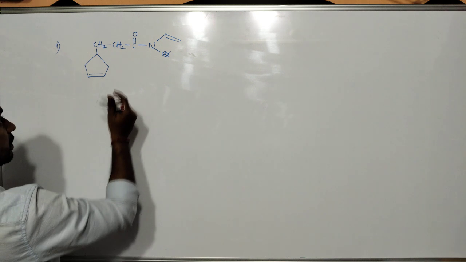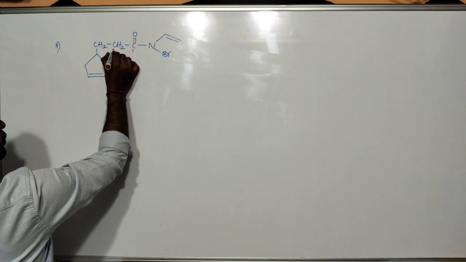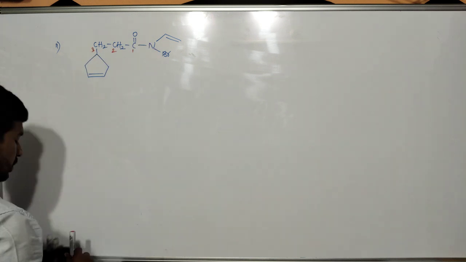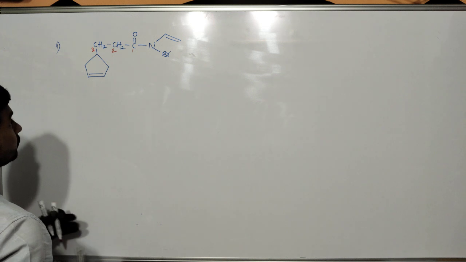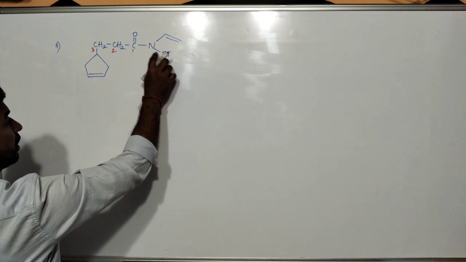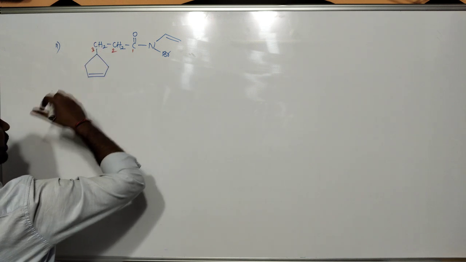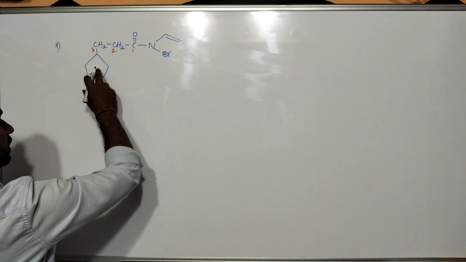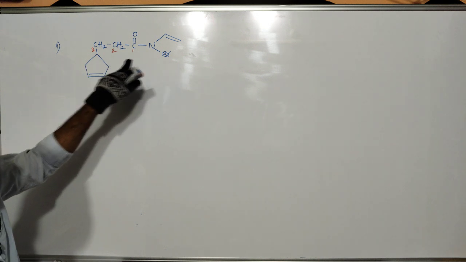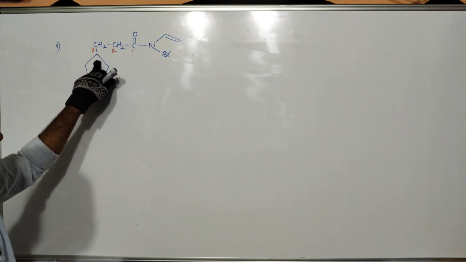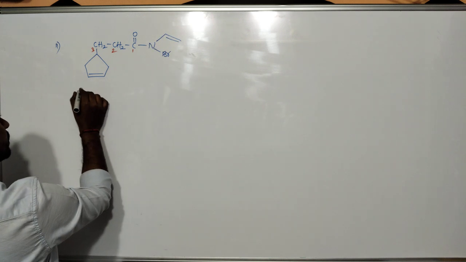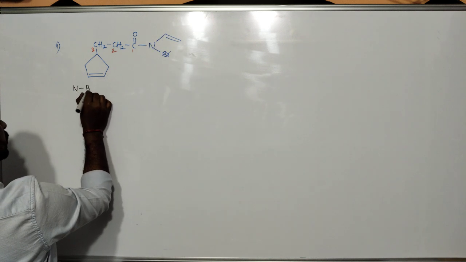Count the number of carbon atoms, 1, 2, 3. Due to the presence of the functional group here, the open chain is the parent chain. Then on nitrogen there is ethyl, on nitrogen bromo, and on the third carbon cyclopentenyl. Consider bromo, B, and ethyl, E. Which one comes first? B comes first. So N-bromo.